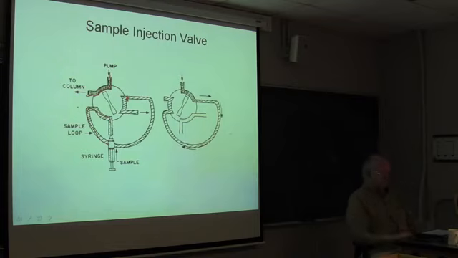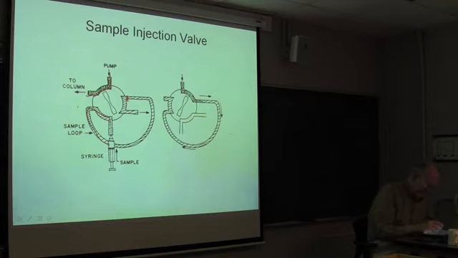Then you rotate the valve and the path is changed so that the pump is connected. You rotate this so that over here it shows the path, so that the pump now goes through the loop and the sample goes out that way to the column. And during this part of the operation, this is where the high pressure is.